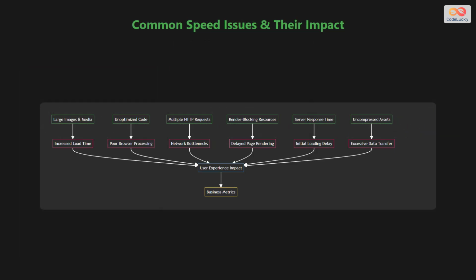Several common issues can slow down your site. Large images and media increase load times. Unoptimized code results in poor browser processing. Multiple HTTP requests create network bottlenecks. Render blocking resources delay page rendering. Slow server response time leads to initial loading delays. And uncompressed assets cause excessive data transfer. These issues affect the user experience and thus impact business metrics.